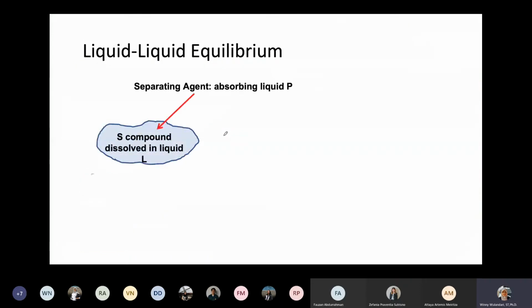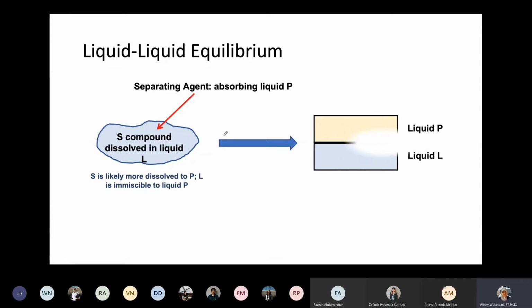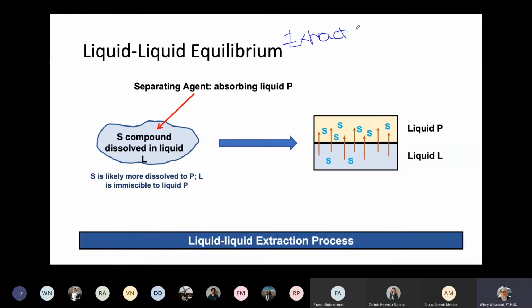Now, the last part, the third part, is liquid-liquid equilibrium, or extraction. I would imagine extraction is as simple as making tea. If you want to make tea, you just leave the tea bag in the cup. But tea is not liquid extraction. Tea is leaching. Solid-liquid extraction is called leaching. This one is liquid-liquid equilibrium.